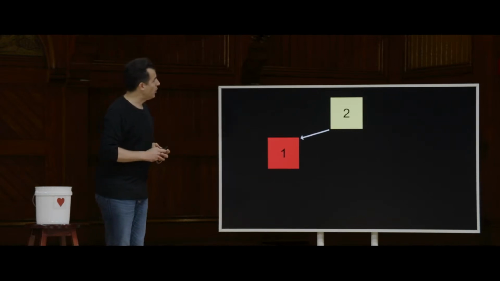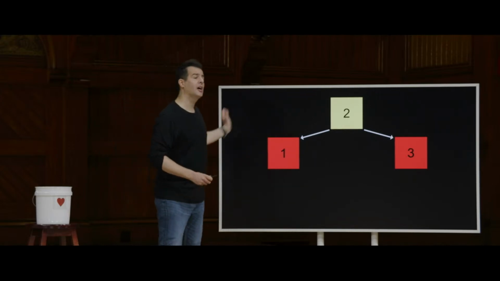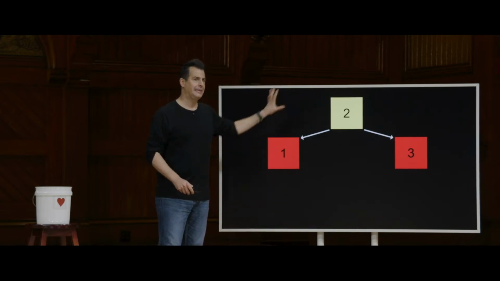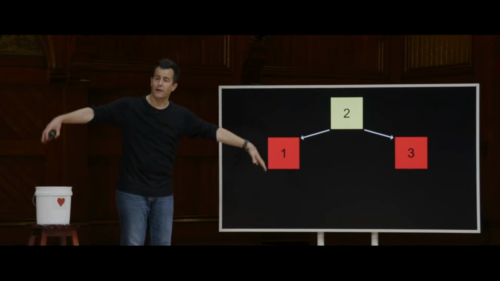Now I insert the number, say, 3. It, of course, can go there. So that makes perfect sense. And I just kind of got lucky. Because I inserted these numbers as 2, then 1, then 3, I very cleanly got a balanced tree that's sort of weighted properly left and right.